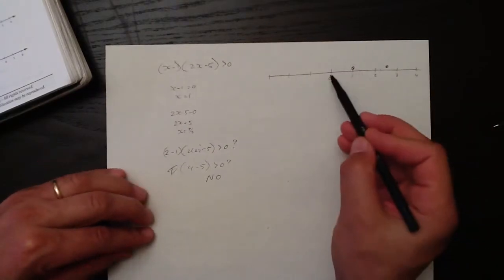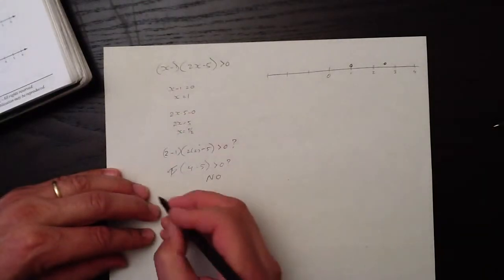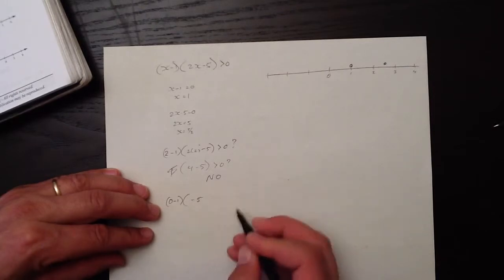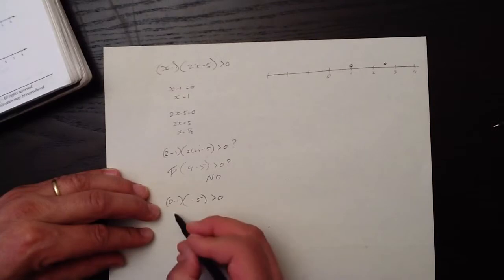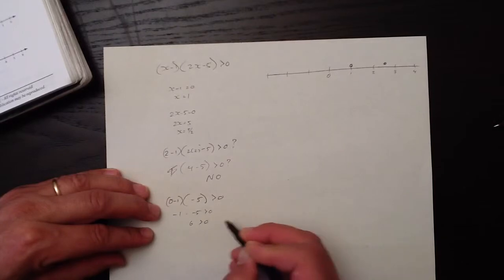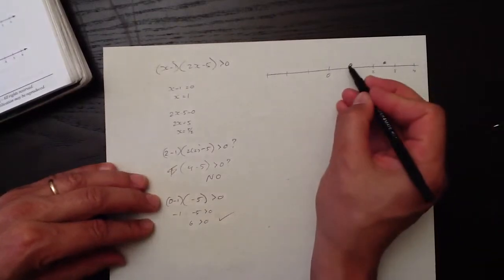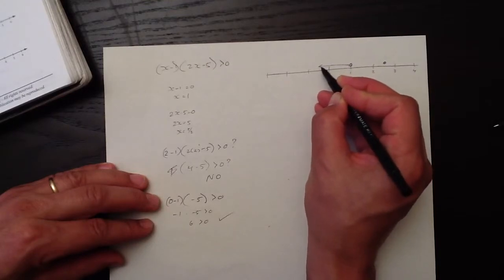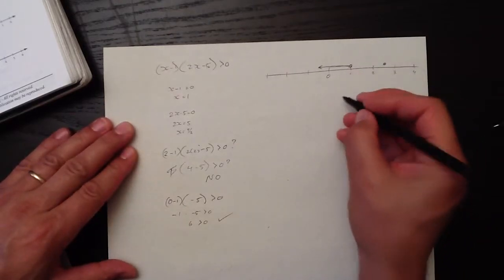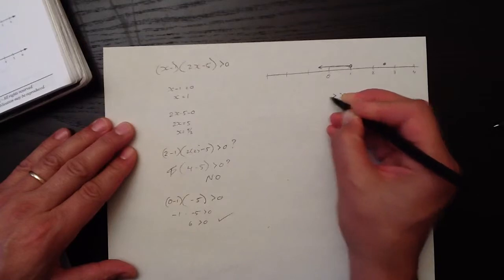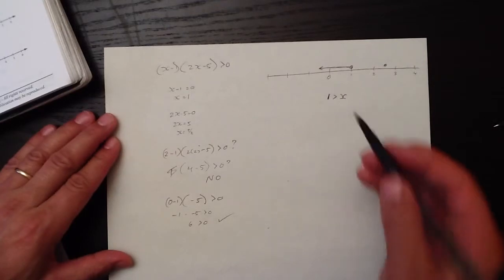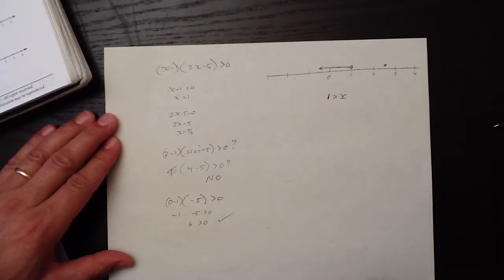Let's test one on either side. Let's test the number 0 and the number 3. If that's the number 0, it's 0 minus 1 times 2 times 0, which is nothing, minus 5 greater than 0. That's negative 1 times negative 5 greater than 0. In other words, is 6 greater than 0? Yes, it is. So these numbers down here are all good. So that tells me x is less than 1. So if x is less than 1, that'll be true. Let's test the other side here.